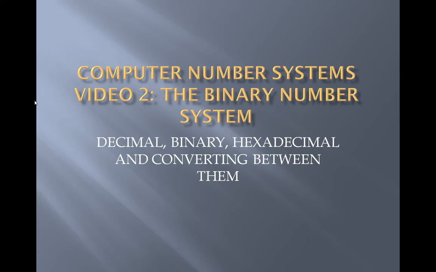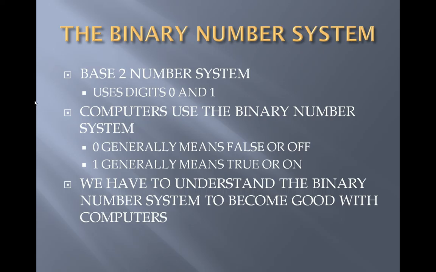Alright, so we're going to look at the binary number system. The binary number system is a base 2 number system. If you remember from the last video, the decimal number system is a base 10 number system. Well, binary is just a base 2 number system, and it uses the digits 0 and 1. Those are the only two digits in the binary number system.